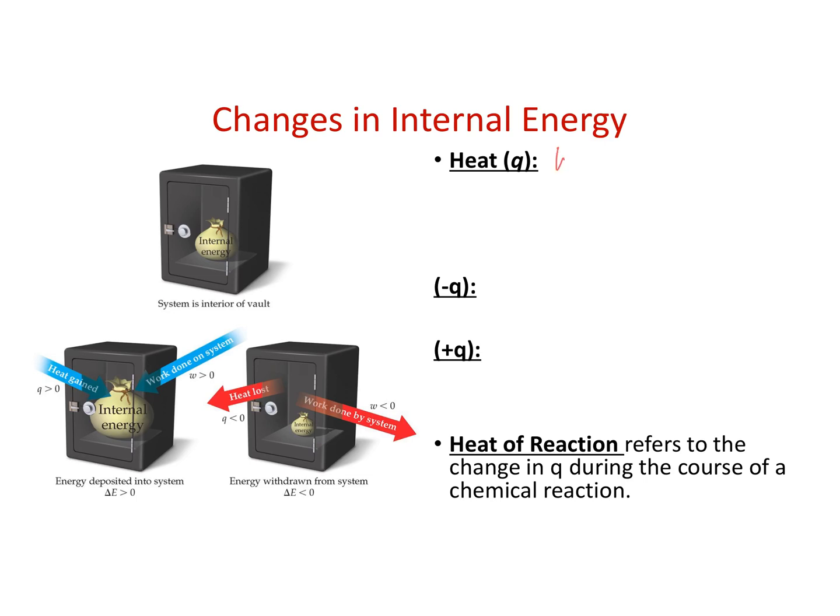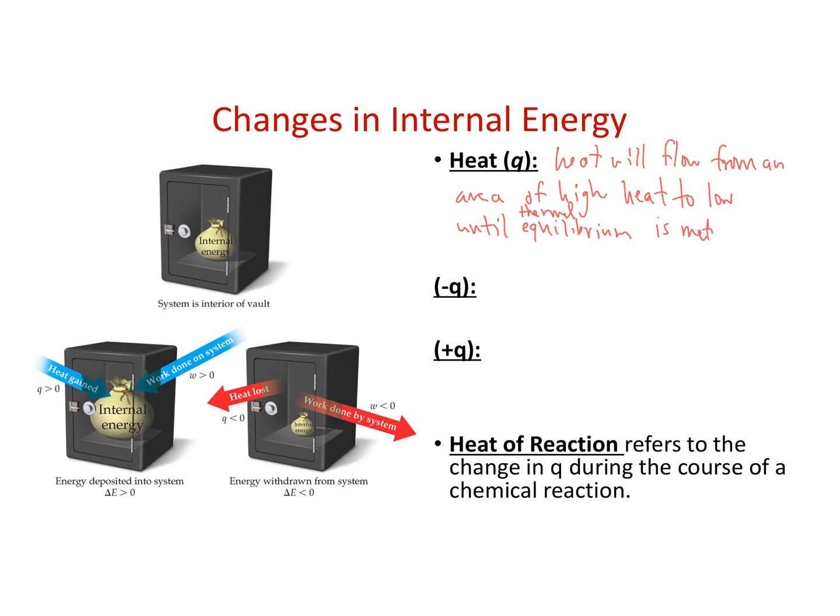So our heat will flow from an area of high heat to low until a thermal equilibrium is met. We're going to look at two different types. Here is my system. It's this lockbox. I'm going to look at heat that can be lost and heat that can be gained.